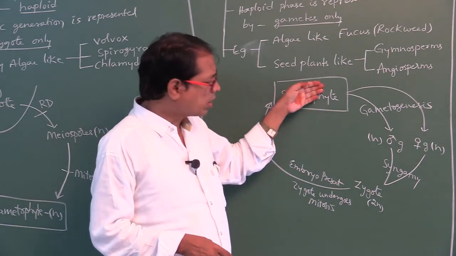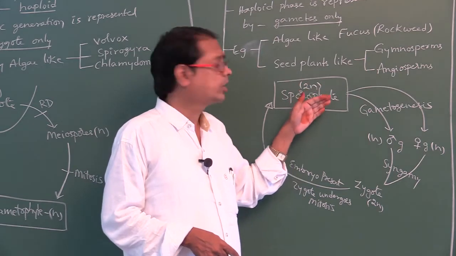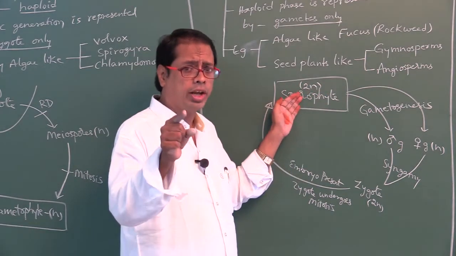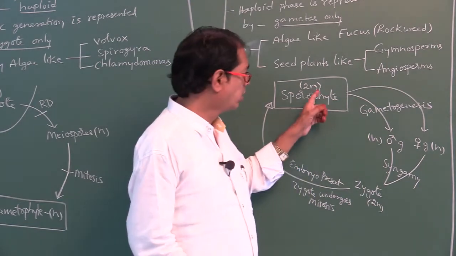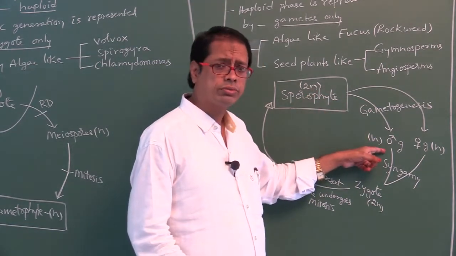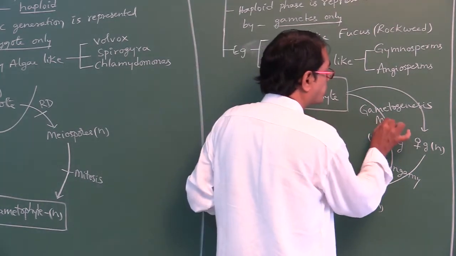Sporophyte produces gametes in this case only. Sporophyte, which is diploid. During gametogenesis, what type of division occurs? 2N becomes N. 2N becomes N means you have to say meiosis.